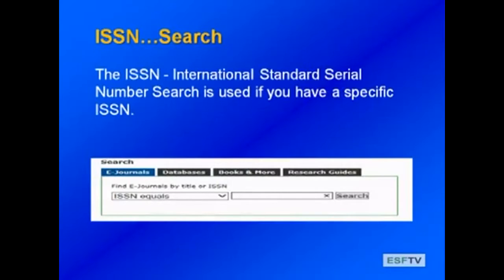The last search available is ISSN, and usually that's used when you have the exact identification number for your serial. It's officially called the International Standard Serial Number. Sometimes you see that number listed in references, and that's a good way to get an exact match. But usually you're using the other three searches.